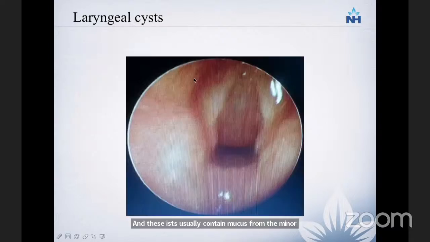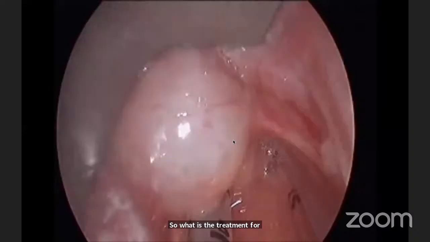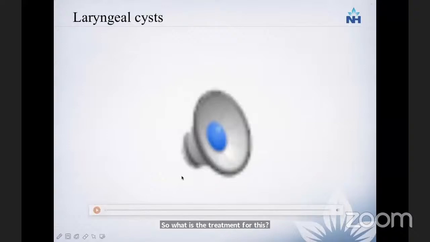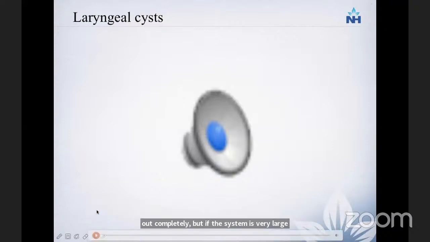So here is a cyst. You can see a laryngeal cyst. These are the vocal cords, and below the vocal cords, you can see the cyst is so big that it is impinging on the airway and causing an obstruction. So what is the treatment for laryngeal cyst? Basically, if the cyst is small, we can try to take it out completely. But if the cyst is very large, it can be marsupialized.